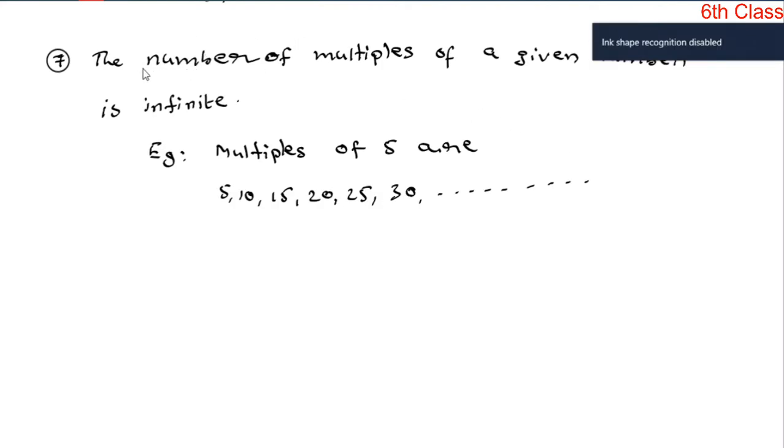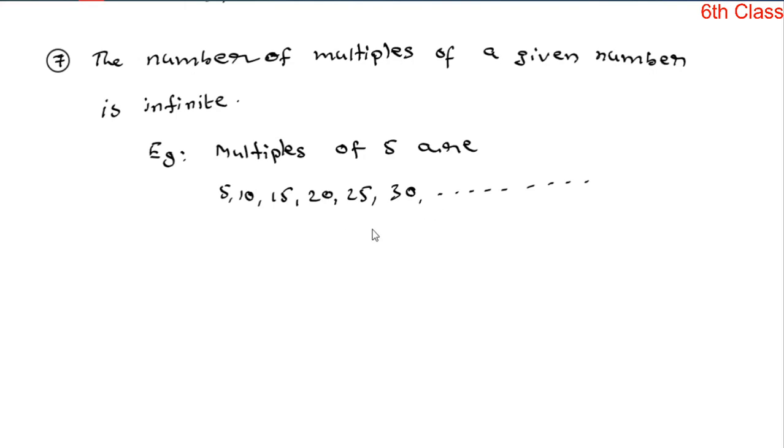seventh property: the number of multiples of a given number is infinite. Here infinite means uncountable. A given number has so many multiples. Let us see this example. Multiples of 5 are 5 ones are 5, 5 twos are 10, 5 threes are 15, 5 fours are 20, 5 fives are 25, 5 sixes are 30, 5 sevens are 35 and so on. So many multiples are there.